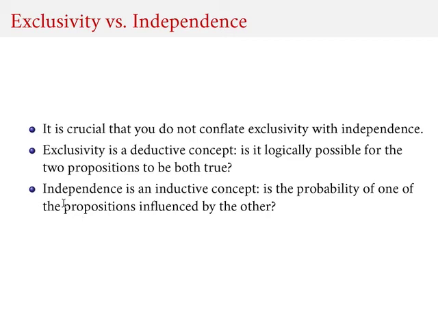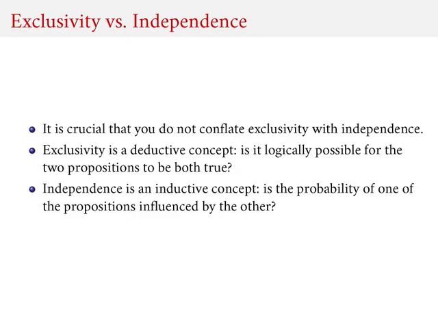But independence is not a deductive concept. It's an inductive or probabilistic concept. What it means for two propositions to be independent is that the truth of one does not affect the probability of the other. They do not make each other more or less likely. They're probabilistically independent. Okay, so mutual exclusivity or inconsistency has to do with deductive logic, what is logically possible. But independence has to do with what's probable. Specifically, it has to do with whether two propositions do not affect each other's probability.